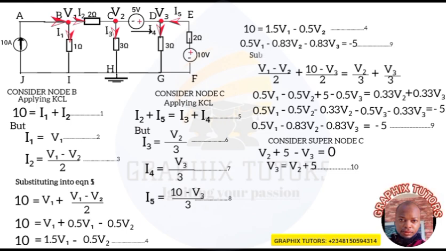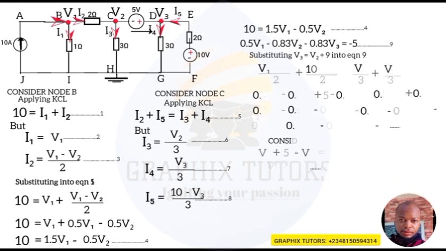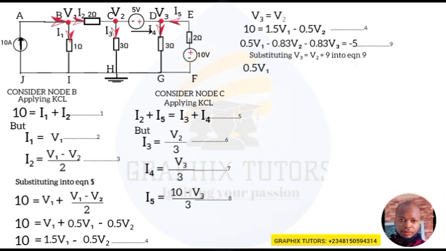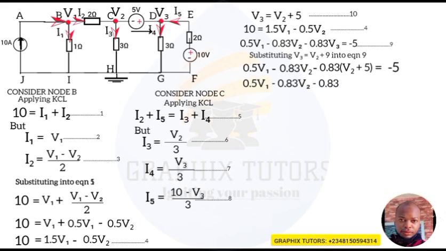Now substitute V3 equals V2 plus 5 into equation 9. So we'll now have 0.5 V1 minus 0.83 V2 minus 0.83 V3, but I will not write V3 now, I will write the value of V3, which is what? V2 plus 5, equals negative 5, right? Now, if I simplify further, 0.5 V1 minus 0.83 V2 minus 0.83 times V2 and minus 0.83 times plus 5 will give you minus 4.15, equals minus 5.